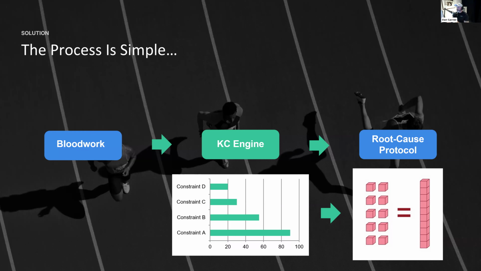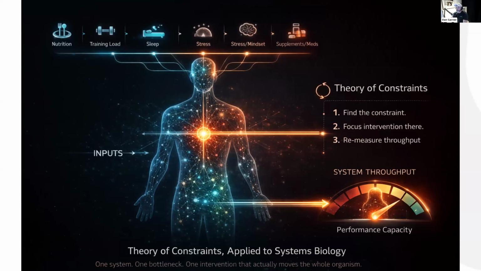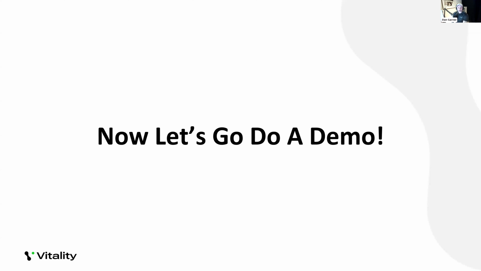So what we're looking at, we are taking in all of the inputs: your nutrition, training, stress, your mindset, all of these things in your questionnaire, and your symptoms. We're looking at your blood work. We're applying systems biology, and then we're really unlocking performance to the next level. Let's go do a demo. I want to show you guys what this thing's really about.